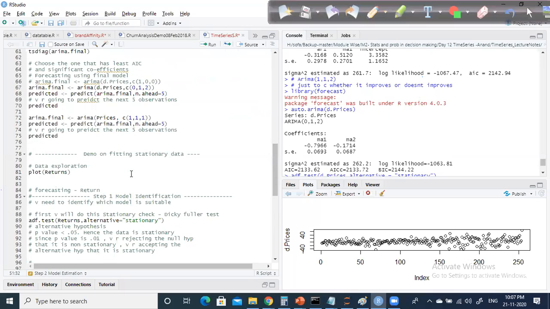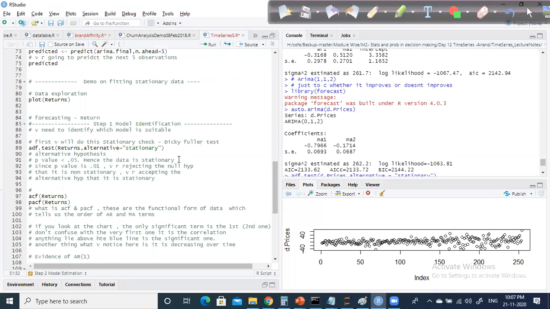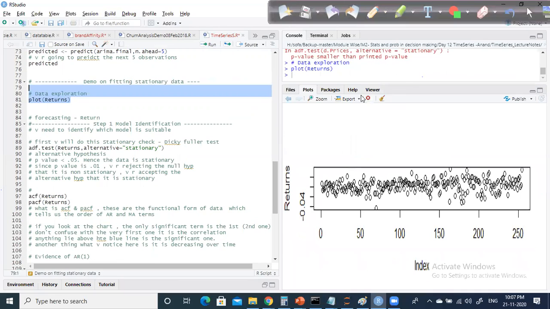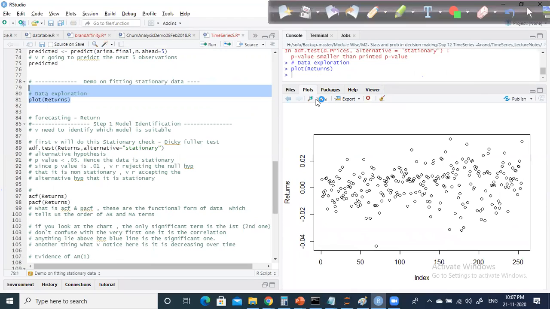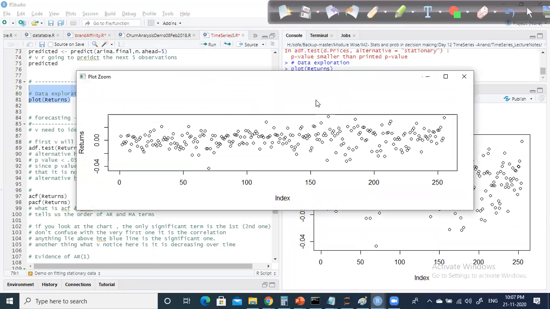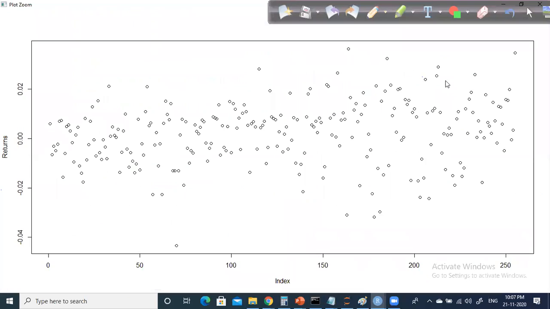Next, what we will do is we have one more column, the returns column, right? Now let us plot the values of the returns column in a chart. Now you tell me whether it is stationary or non-stationary.